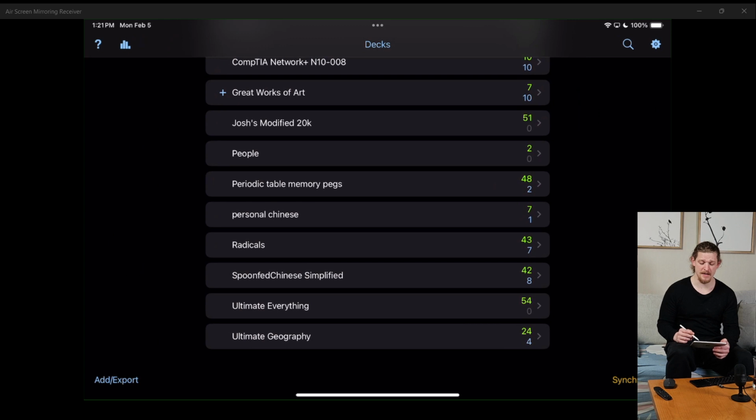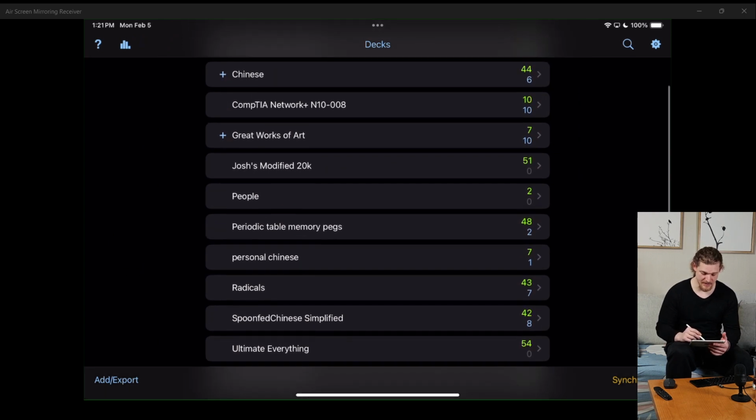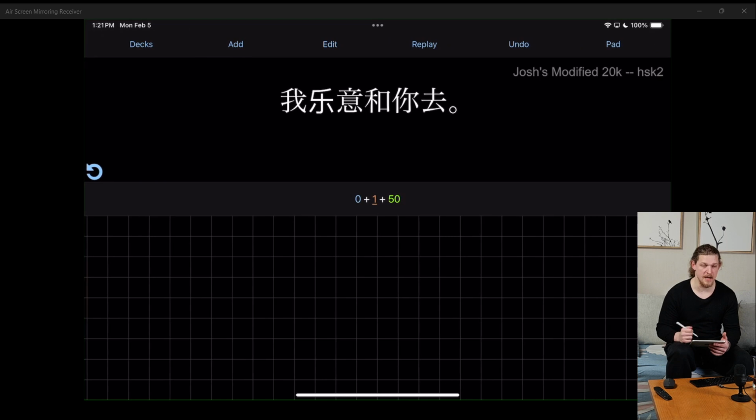So right now I am using it on my iPad. I've also got it installed on the PC that I'm streaming from right now and on my phone, which I'm using for a webcam. And I have a stylus for all of these. So I really like this capability with the app. Let's go ahead and I'll open up my modified 20,000 cards.